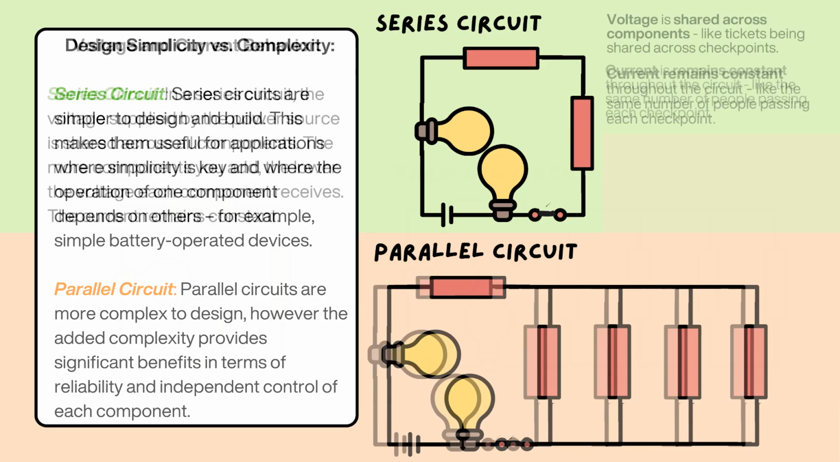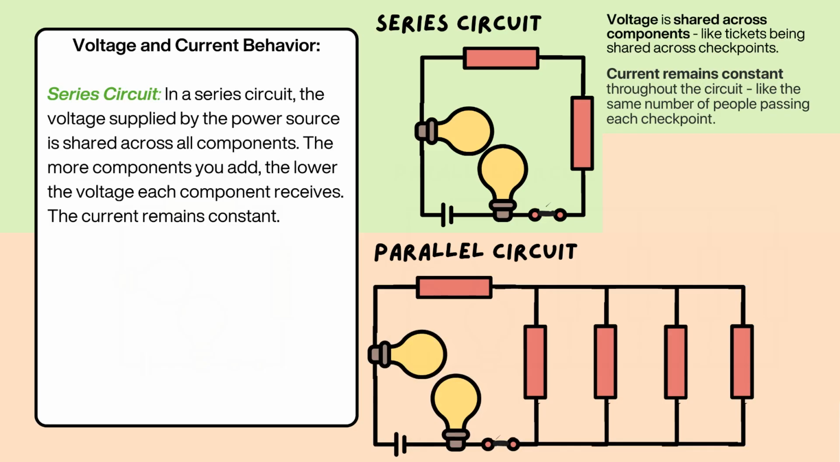Let's look at voltage and current behavior. In a series circuit, the voltage supplied by the power source is shared across all components. The more components you add, the lower the voltage each component receives, which can affect performance. The current, however, remains constant throughout the circuit, so all components experience the same current, regardless of their individual resistances. This uniform current can be a drawback if the circuit includes components that need different amounts of current.